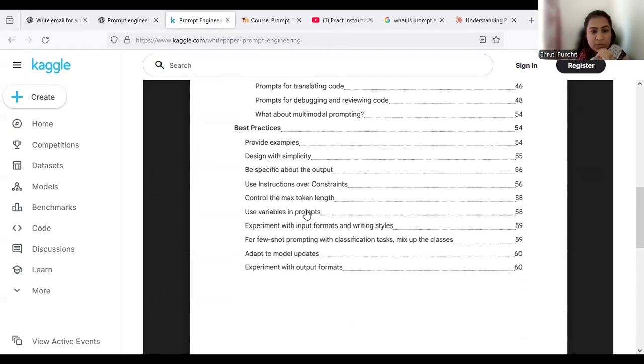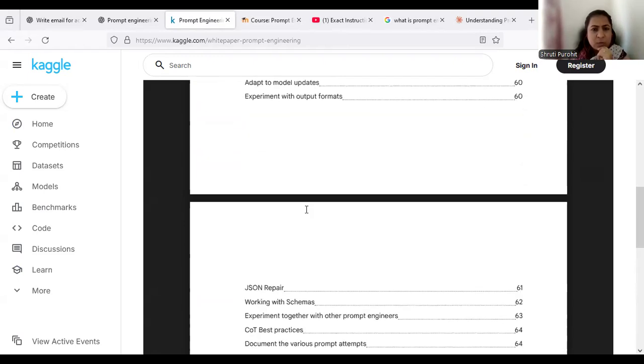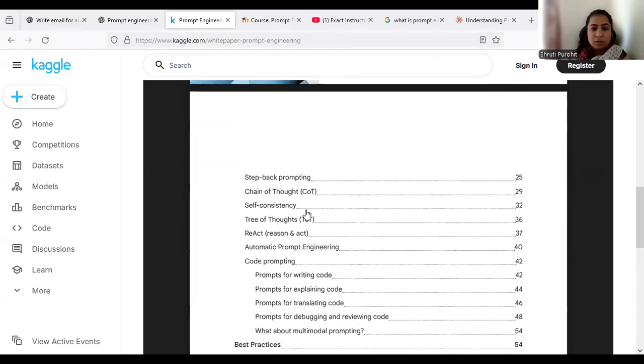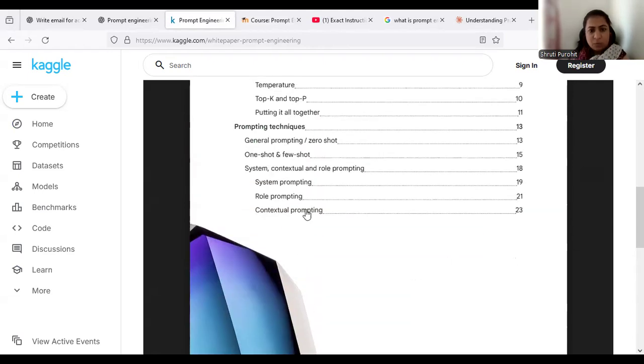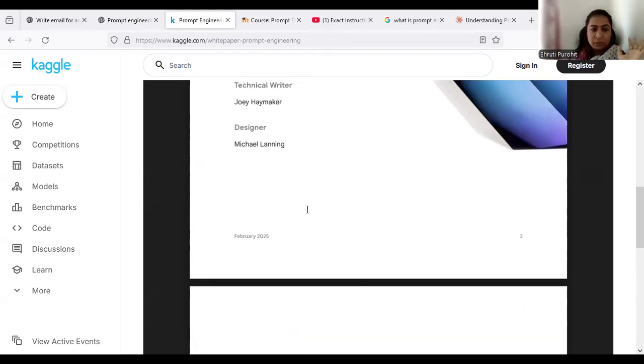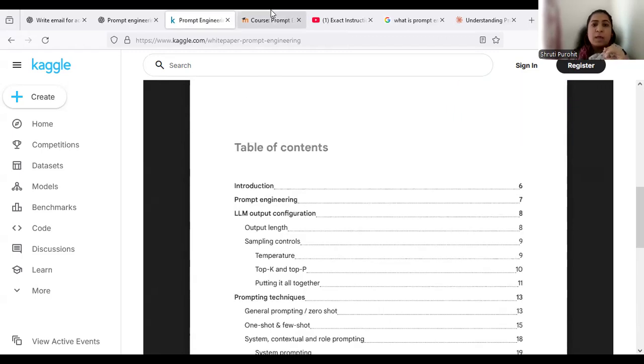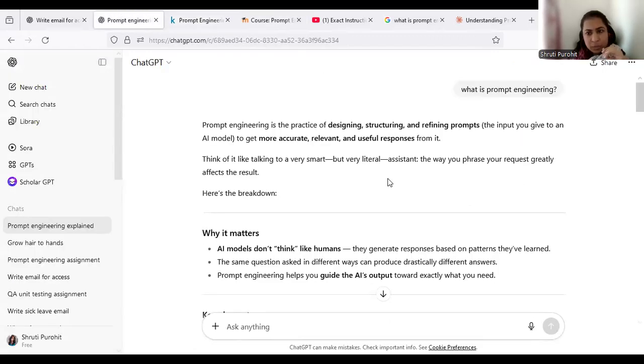There are also some best practices available. This is the whole and soul of prompt engineering. I have referred to this book to create this video and to decide what concepts should be mentioned in this prompt engineering course. Let's read it one by one.